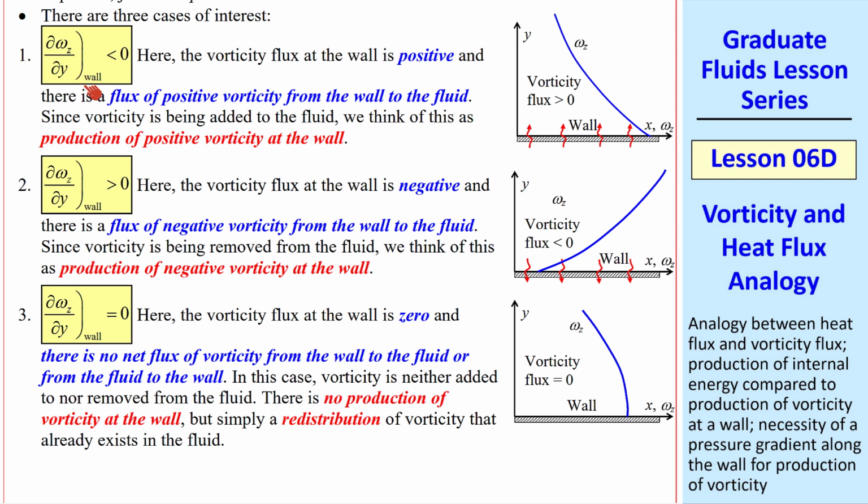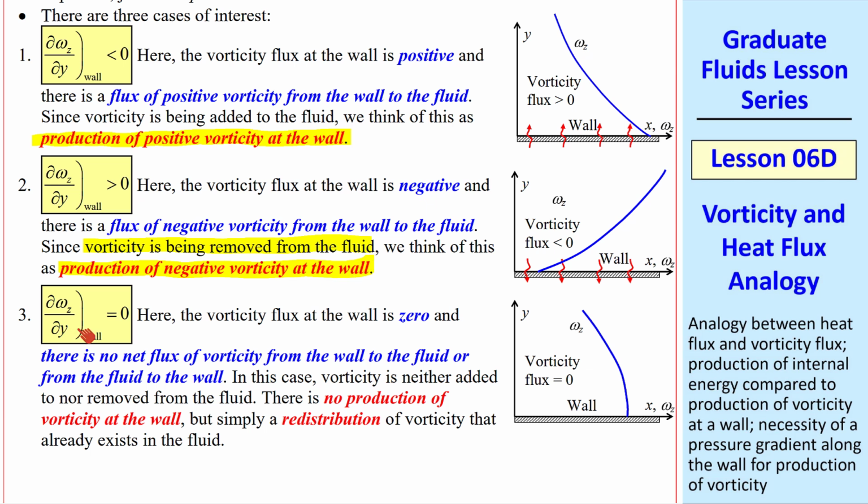The first one is for a negative slope of vorticity at the wall, as shown here. The vorticity flux is positive. In other words, there's a flux of positive vorticity from the wall to the fluid. Vorticity is being added to the fluid. You can think of this as a production of positive vorticity at the wall. Case 2 is the opposite, where the slope at the wall is greater than zero, and instead of positive vorticity flux, we have negative vorticity flux, or a flux of negative vorticity from the wall to the fluid, as sketched here. Instead of adding vorticity, vorticity is being removed from the fluid, so this is production of negative vorticity at the wall.